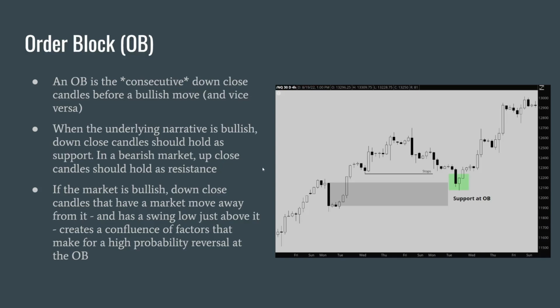If the market is bullish, then down close candles that have a market move away from it, aka right here, we have an order block right here, and has a swing low just above it, these stops resting below right here. Both of those things create a confluence of factors that make for a high probability reversal at the order block. So in this case, it's only one candle that makes up the order block, but say if we had traded back down here and took out some stops, we could say that these two consecutive candles make up one order block.